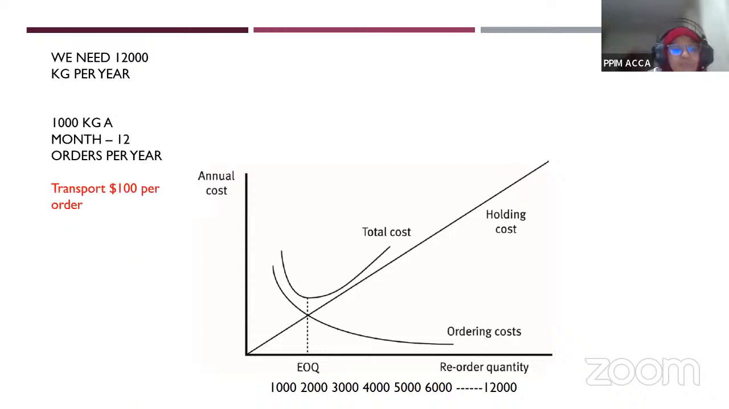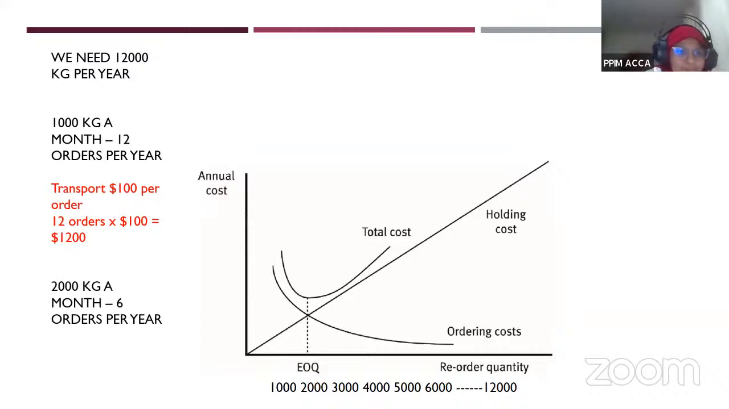So let's say the transport cost is $100 per order, 12 orders, so 12 into 100, our transport cost alone will be $1,200. Now, if we feel this transport is a little too high, let's not order 1,000 kilos, let's order 2,000 a month. So then they don't have to come 12 times. It will become half. They have to only come 6 times. So 6 orders a year, that will be 6 into 100, 600.